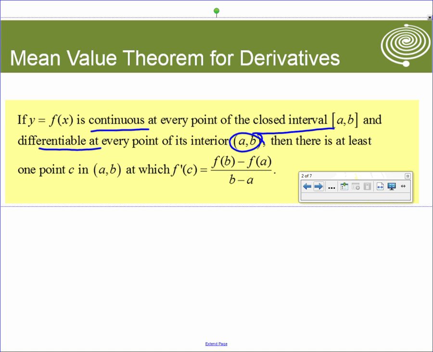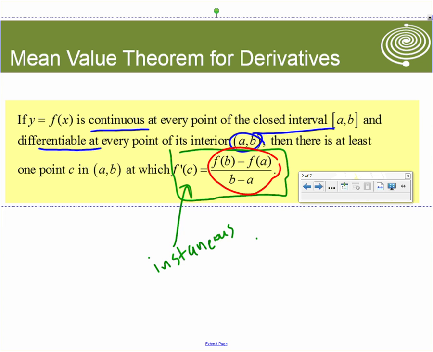So what we see here is this equation. And this is the derivative, or the instantaneous rate of change. Instantaneous rate of change equals, over here, that's really the slope formula, which is a way of calculating the average rate of change.